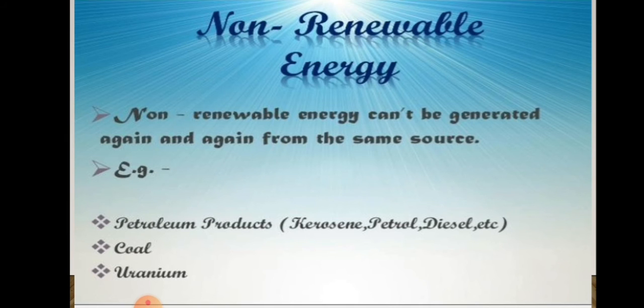Next is non-renewable energy. Non-renewable energy is present in limited quantity, so we can't use it again and again. It can't be generated again and again from the same source. So this source is also called a conventional source. Non-renewable sources are called conventional sources. For example, petroleum products, coal, uranium.